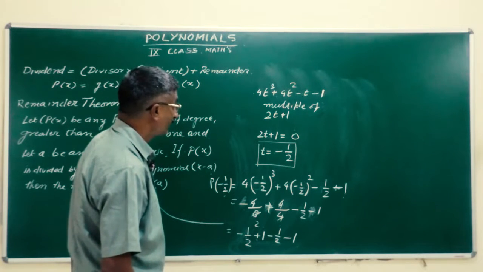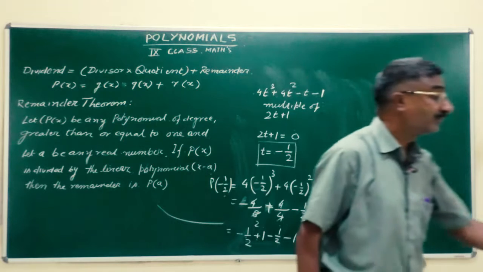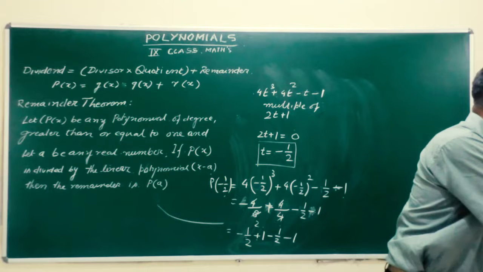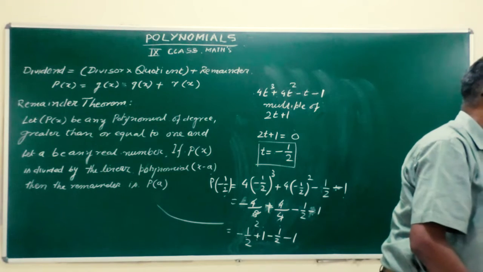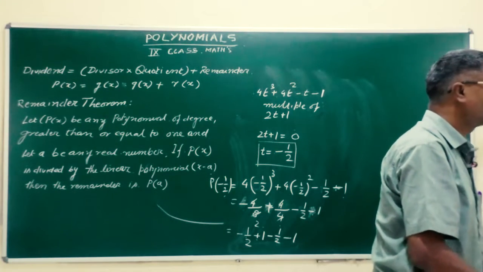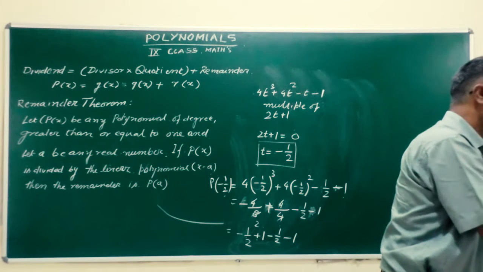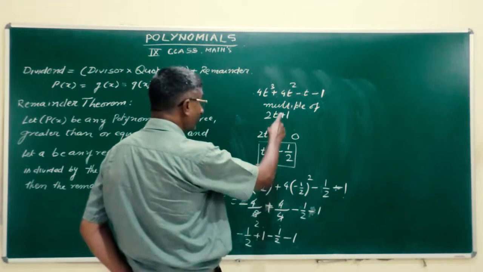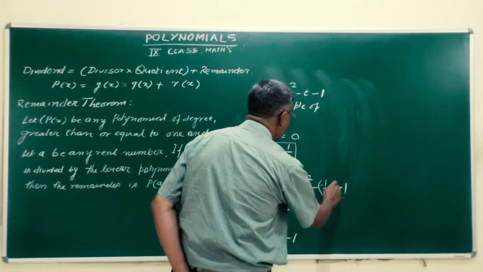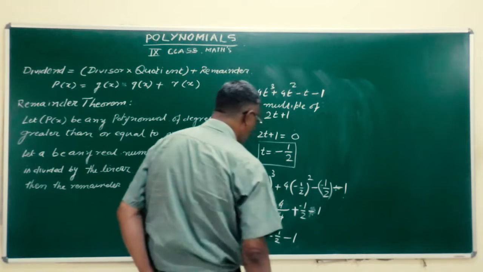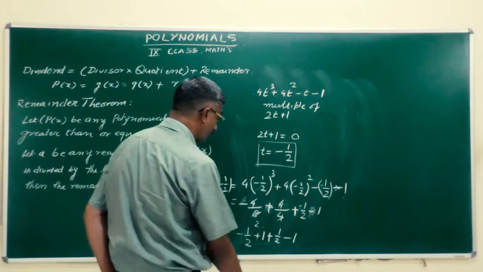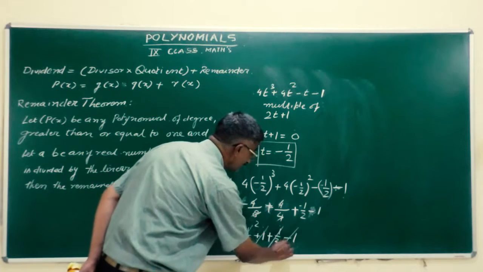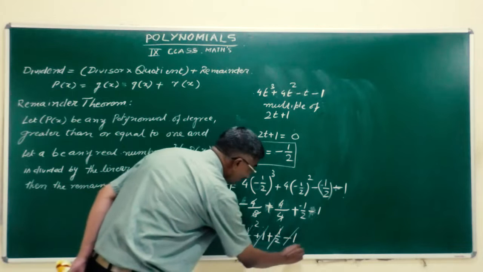Clear? So the minus 1 upon 2 and plus 1 upon 2 cancel, and plus 1 minus 1 cancel. So this is equal to 0.